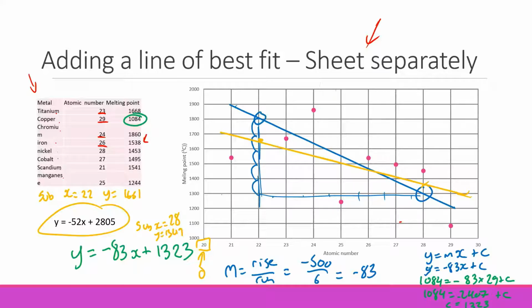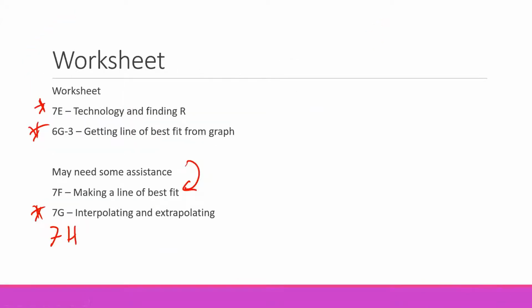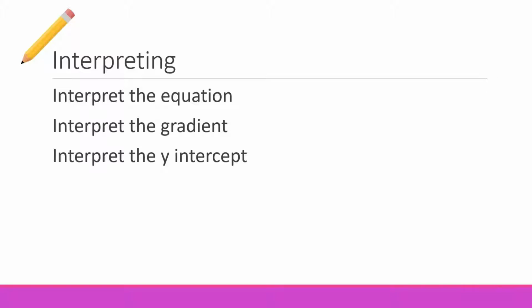The last topic that I wanted to go through with you guys is 7H. And what we're going to do in 7H, and you write this down, is we're going to talk about these 3 steps: how to interpret the equation, how to interpret the gradient, and how to interpret the y-intercept.